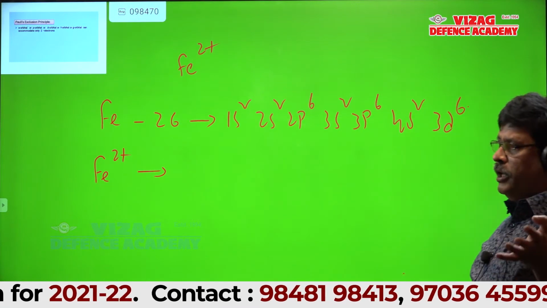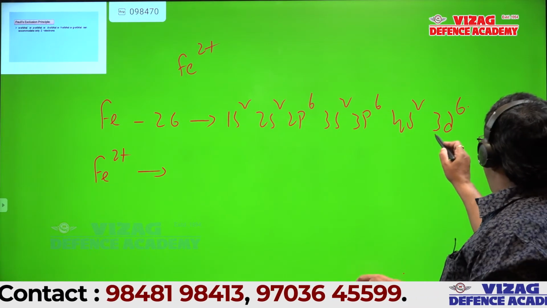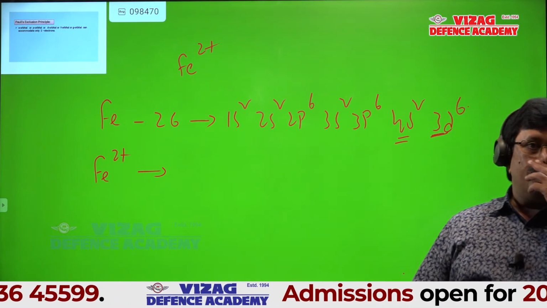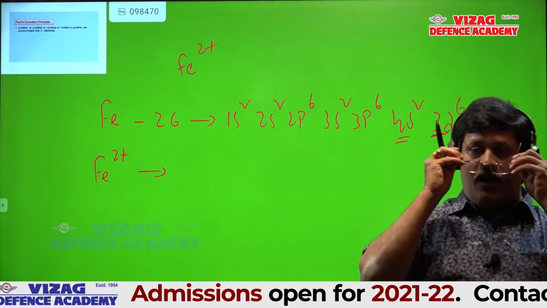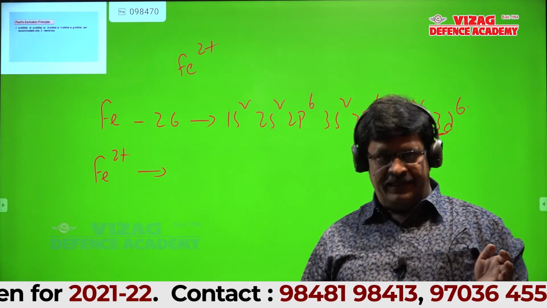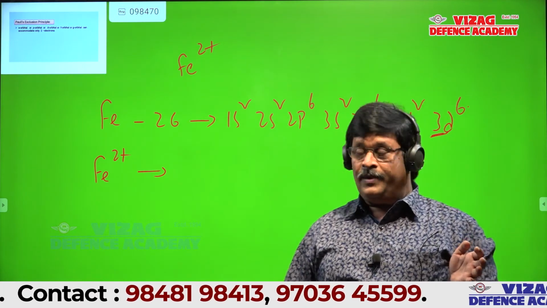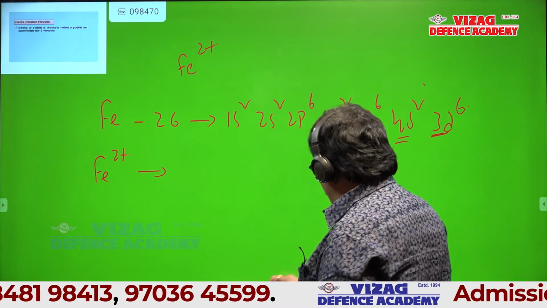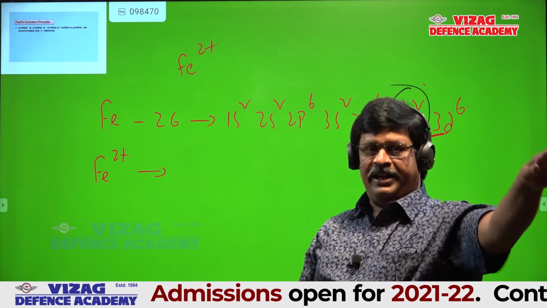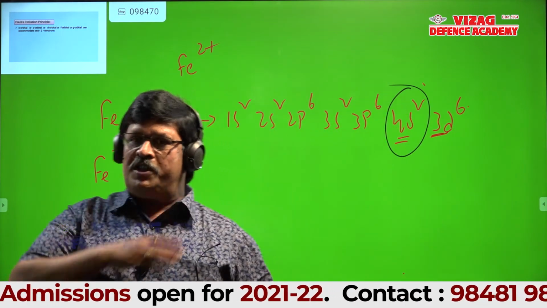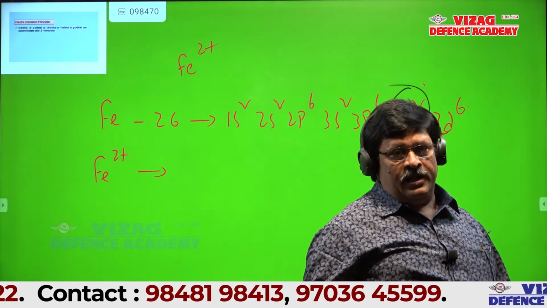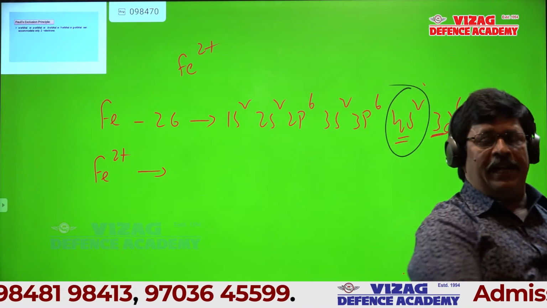Which is the outer shell, students? Third shell or fourth shell? Students, listen one more time. Which is outer shell? Third shell or fourth shell? Then you have to remove electrons from 4s, not from 3d, because fourth shell is away from the nucleus. Atoms first lose electrons from the outer shell, not from the inner shells.